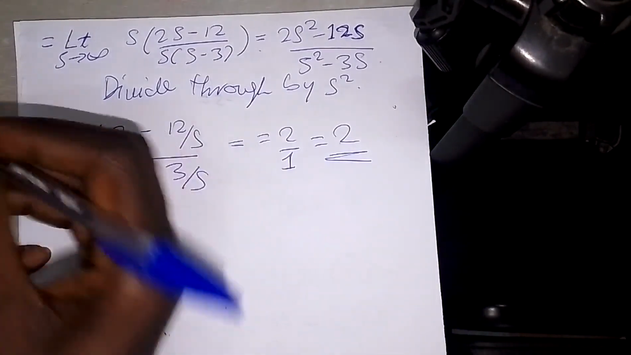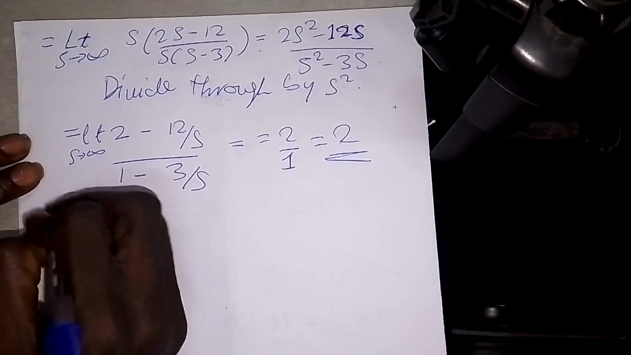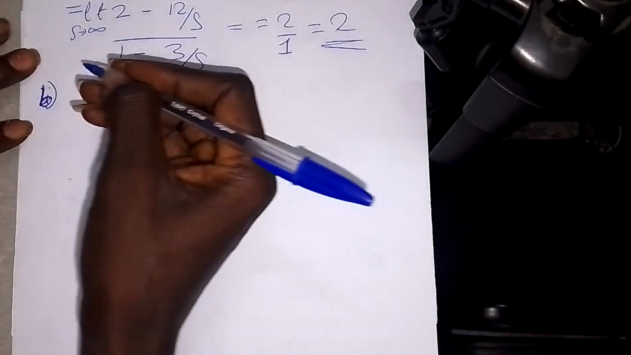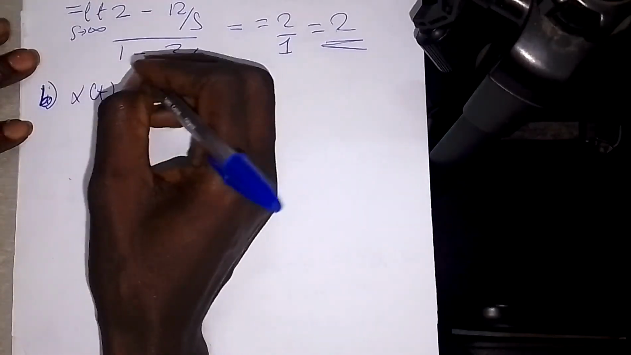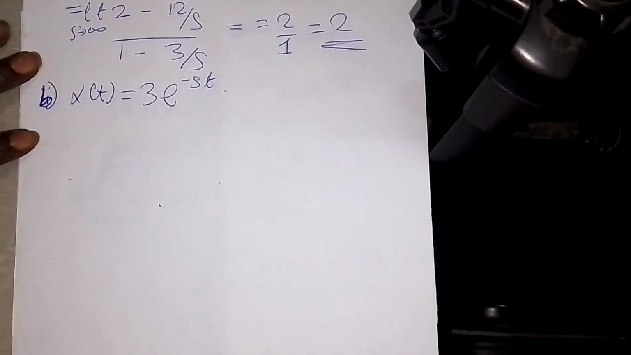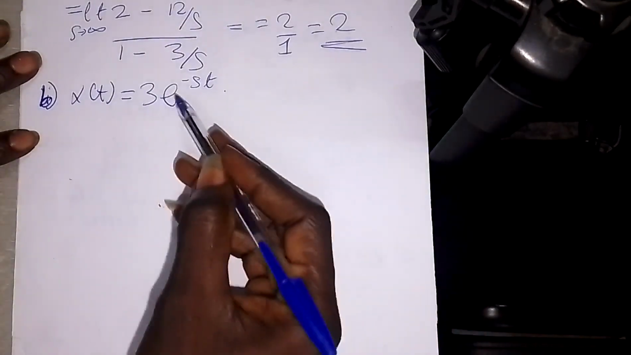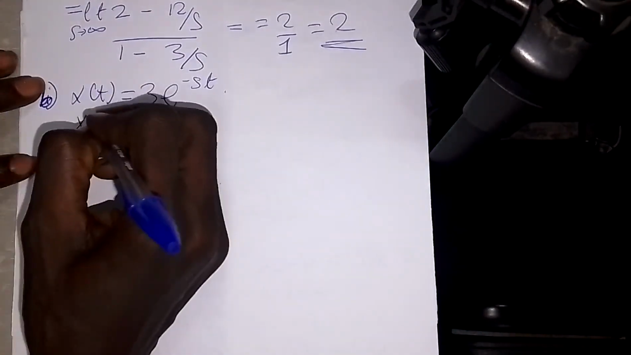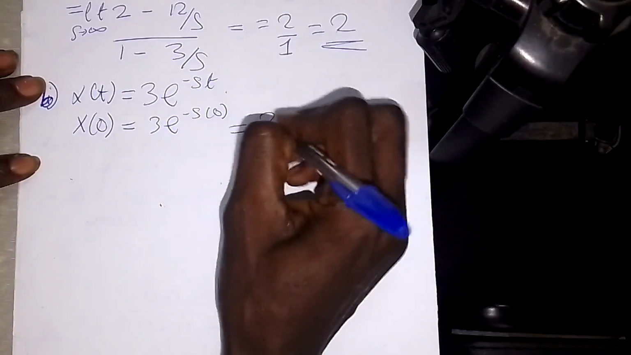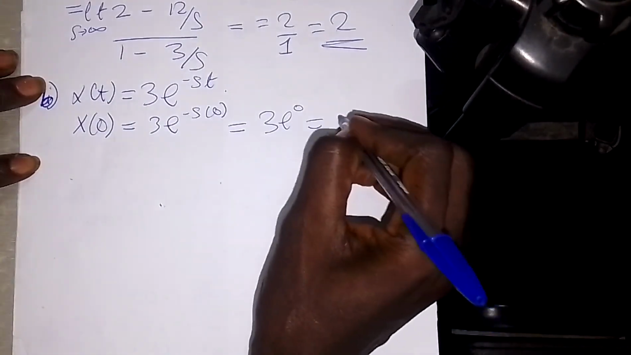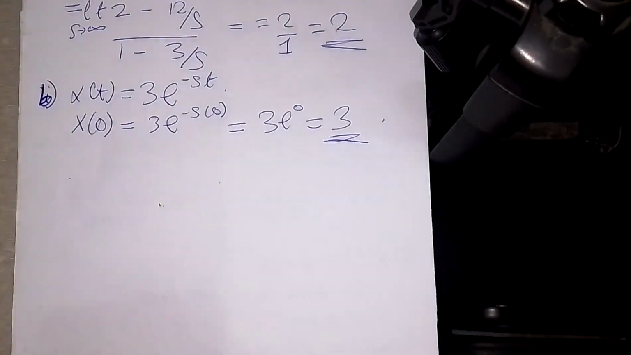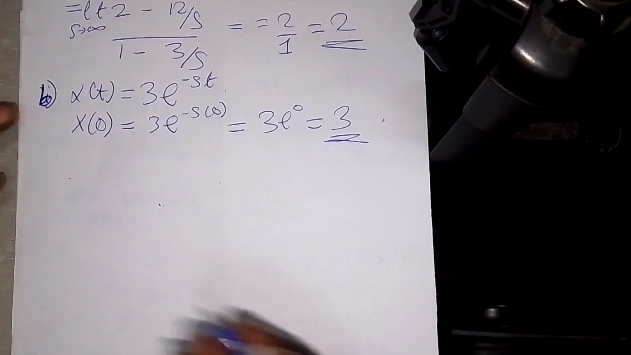The next one that we have is II, or I think it's B. We said B, which is x of t equals 3e to the power of minus st. The first thing is let's do this one in the time domain. In the time domain, x of 0 equals 3e to the power of minus s times 0, which is 3e to the power 0, which gives us 3 in the time domain.